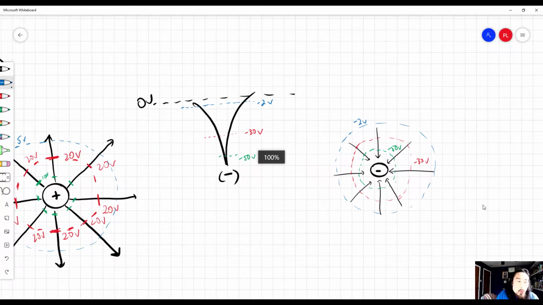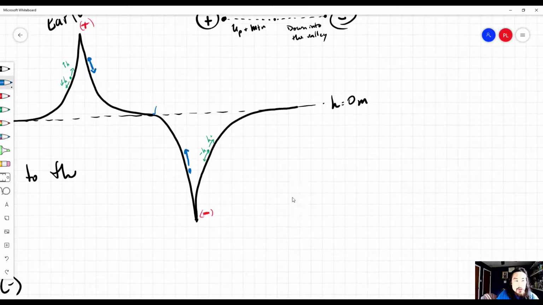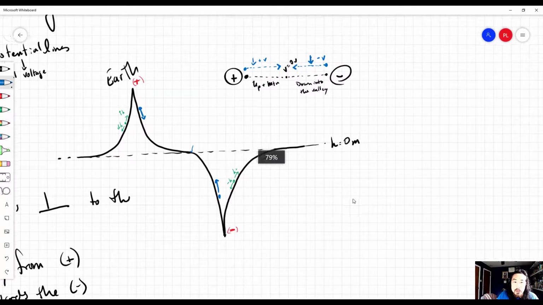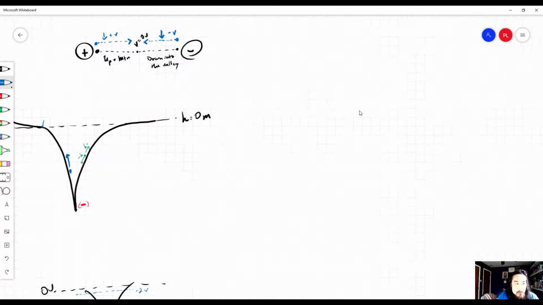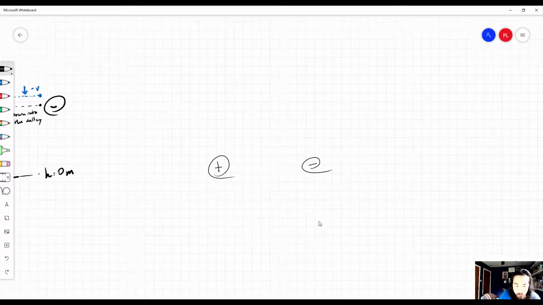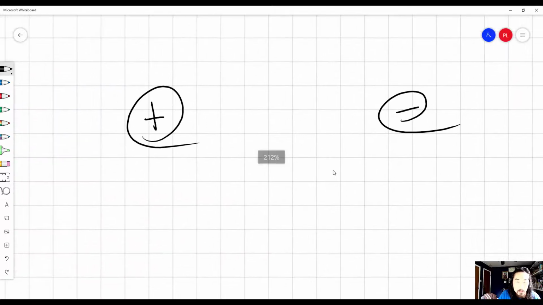All right, so this is what it looks like for individual charges. I'm going to wrap up this video with this dipole here. Dipole simply means that there are two charges that are opposite, like so. And so let's do a positive and a negative. Okay, I'm going to zoom in here.